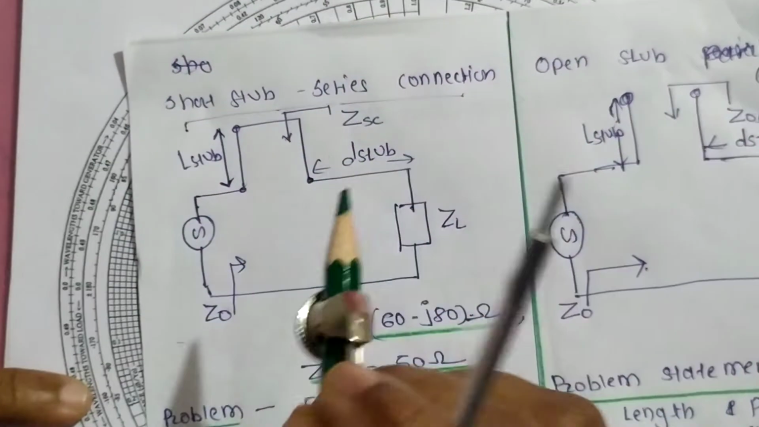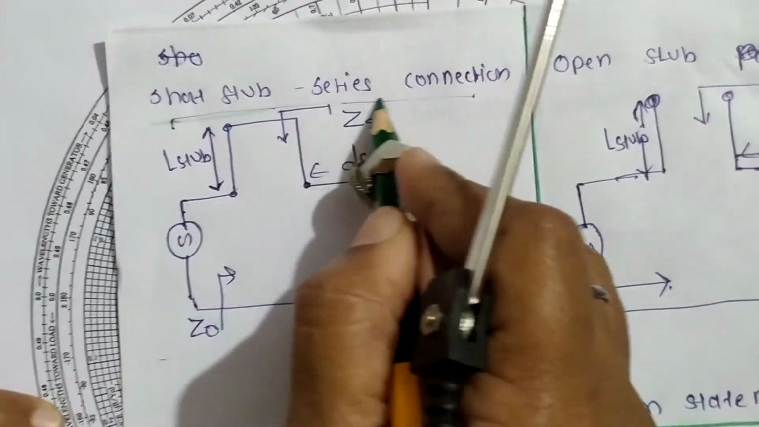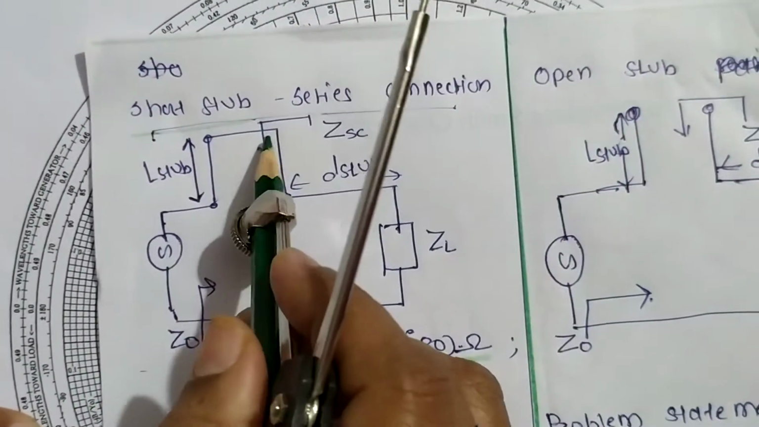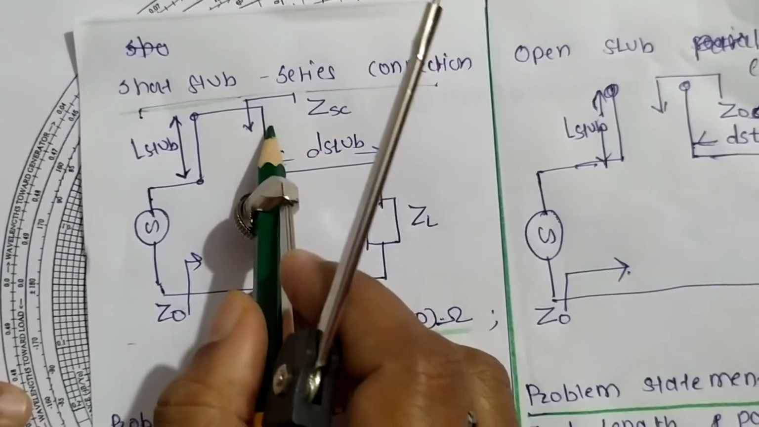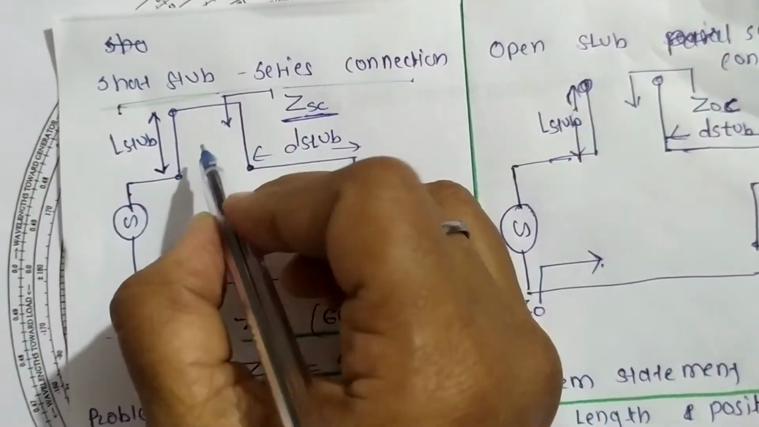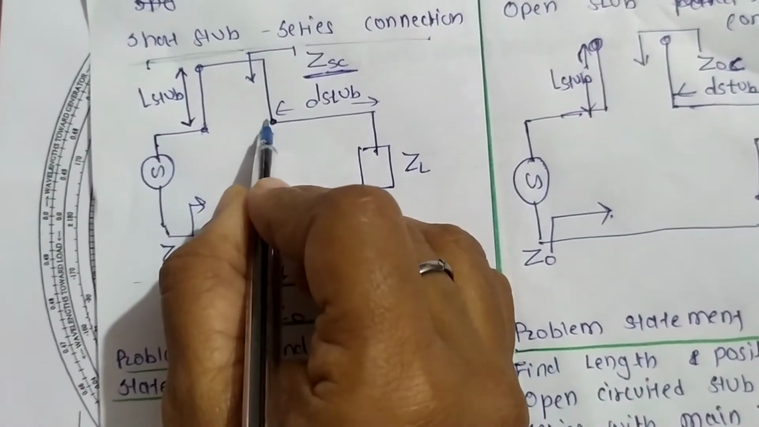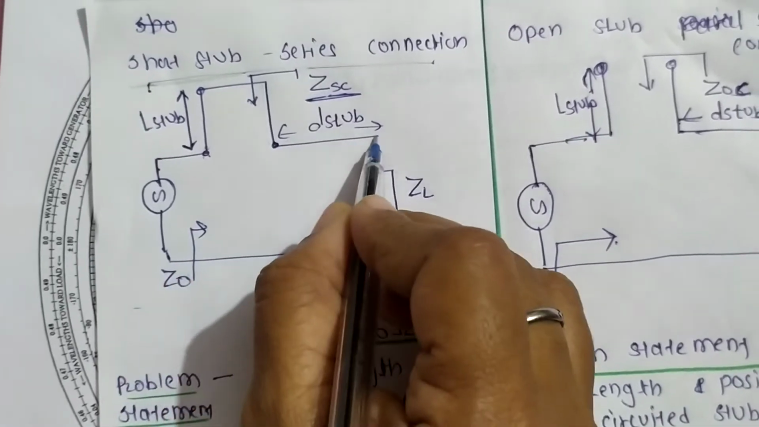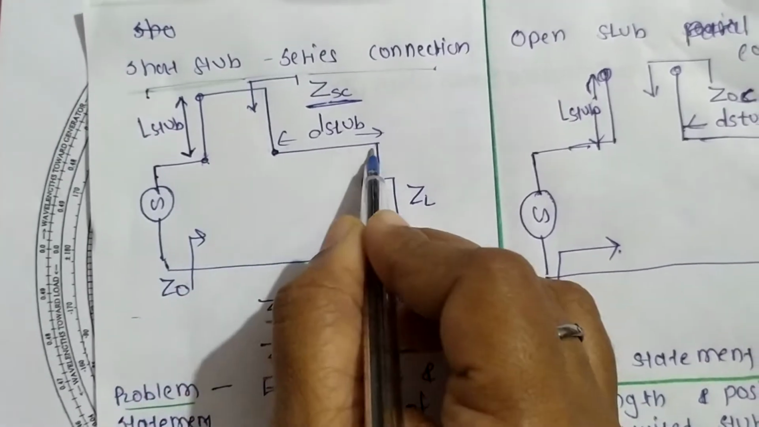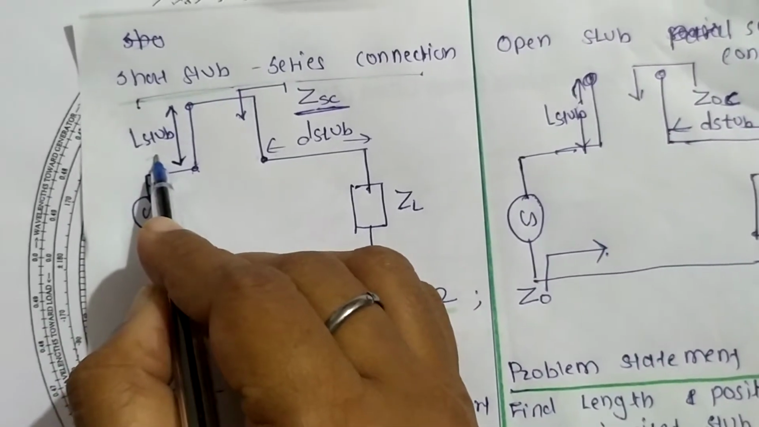Now two configurations are left. Short stub connected in series. Stub is shorted with characteristic impedance of ZSC. The stub is connected to the main line in series. It is positioned at a distance of D stub from load. Length of the stub is L stub.